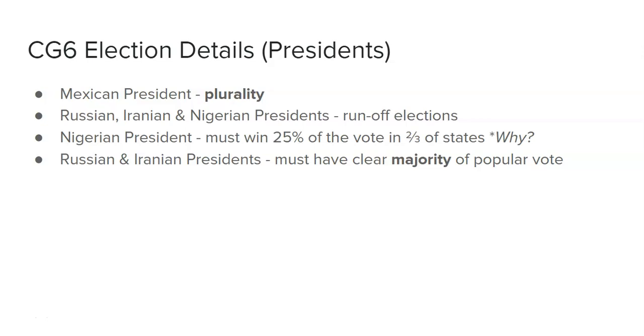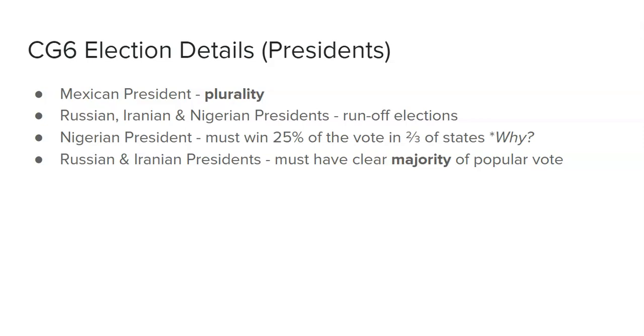Take, for example, Russia, Iran, and Nigeria, they all have runoff elections. So if you have a candidate who doesn't have the majority, then they have a runoff election. In Russia, they have the policy where you have to have over 50%. Now, Putin has had over 60%. There are a lot of reasons that Putin gets 60%, but the fact is they haven't had to have a runoff election.